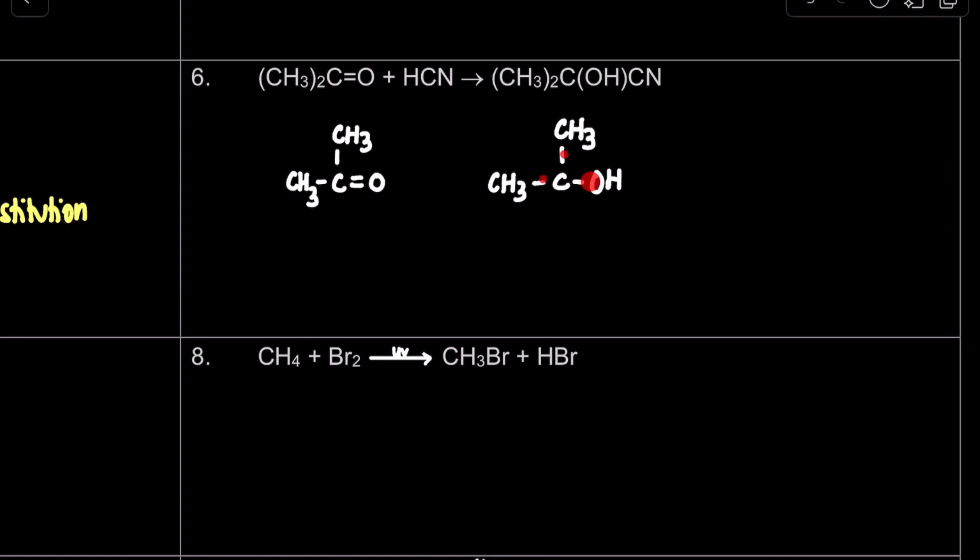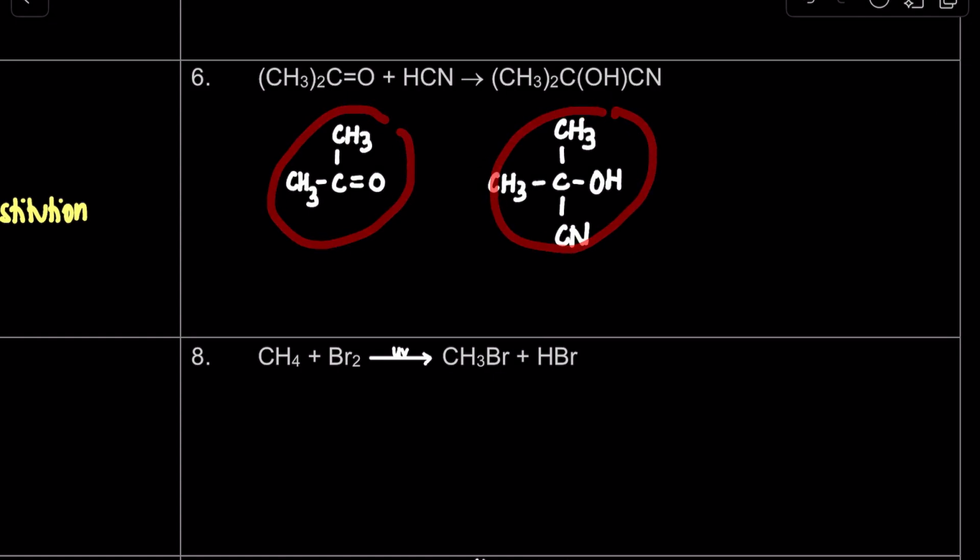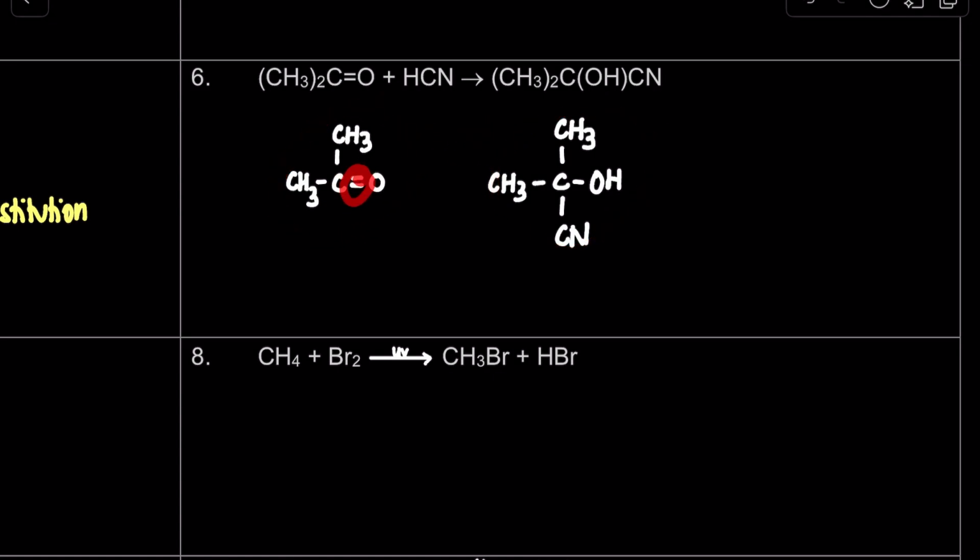And then this carbon only has 3 bonds. So what is the other atom that is attaching to this carbon? It's actually CN attaching to this carbon as well. So here it will become CN. So from the before to the after, or from the reactant to the product, what is the difference? First, the double bond will become 2 single bonds, and the double bond O becomes the OH. Besides that, there's an addition of CN, where previously we did not have any CN here. So this is actually the addition.